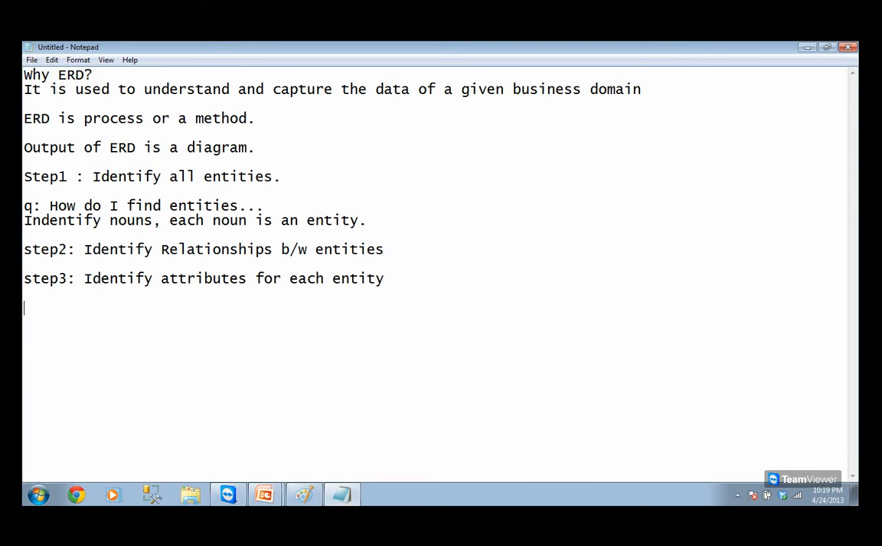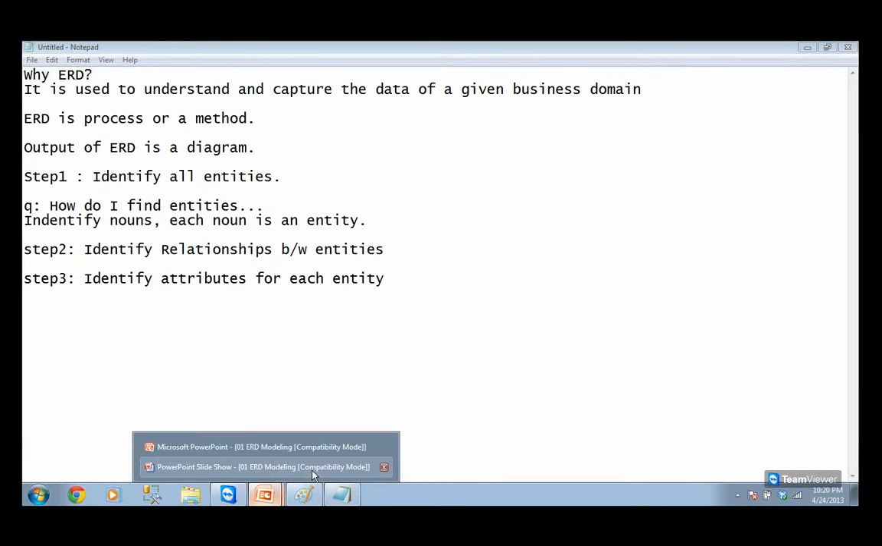When I say book, book name, book price, book number of pages, the publisher name, author name, all of them are the different attributes for the book. When I say student, student is an entity. What are the attributes for the student? Student ID, student name, student address, student qualification, student date of birth, student gender, and all these are different attributes for the student. Like that, you have to identify each and everything.